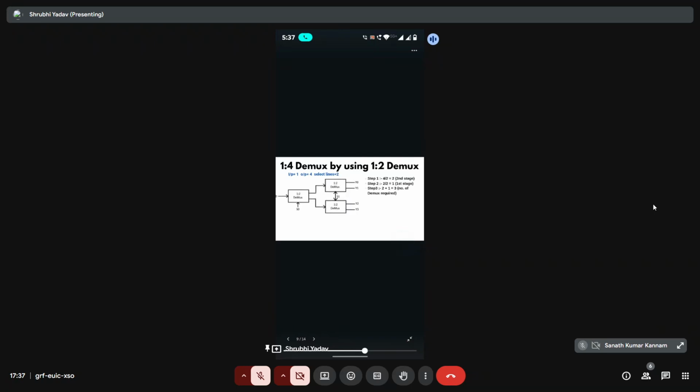So we can see here that first we have taken 1 cross 2 demux where input is D and select line will be S0, and connected further to one 1 cross 2 demux and the other 1 cross 2 demux. So the select line will be here common as S1, and the output data will be Y0, Y1, Y2, Y3.